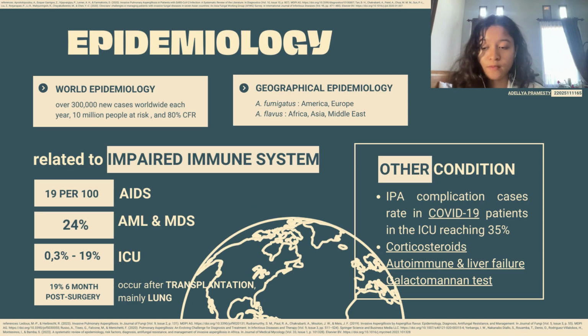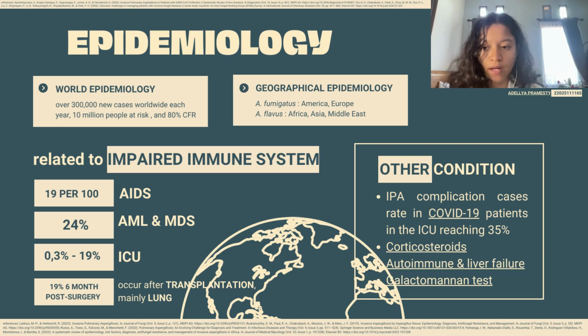Aspergillus has various species, but the most significant are A. fumigatus and A. flavus. According to geography, A. fumigatus is common in Europe and America, while A. flavus is common in Asia, Africa, and the Middle East. This is due to A. flavus' ability to withstand hot climates.